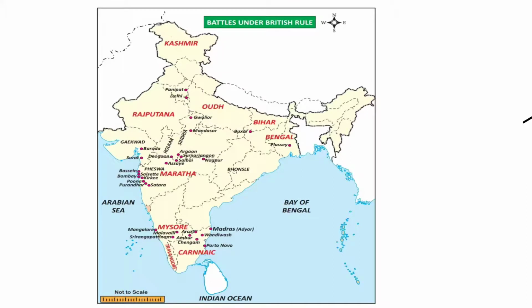And then some of the places are Delhi, Panipat. This one is Delhi. This one is Panipat. Panipat is located above Delhi. Gwalior is located near Ayodhya, which means Oudh. And then Mandosar.